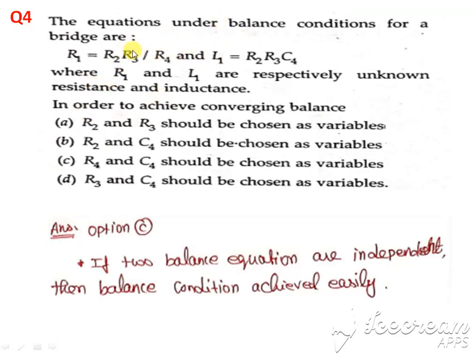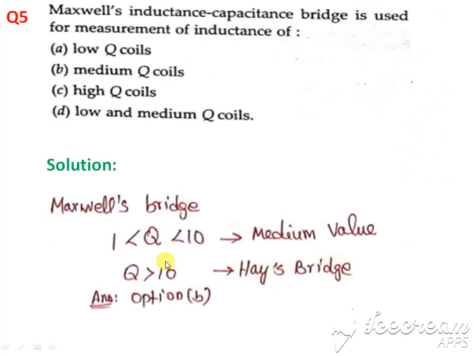Here R2 and R3 are there. Among these two equations, R4 and C4 is present in only one of the equations. Therefore R4 and C4 should be chosen as variables. By varying R4 and C4 we can get easily convergence condition, that is balance condition. So the correct answer is option C.